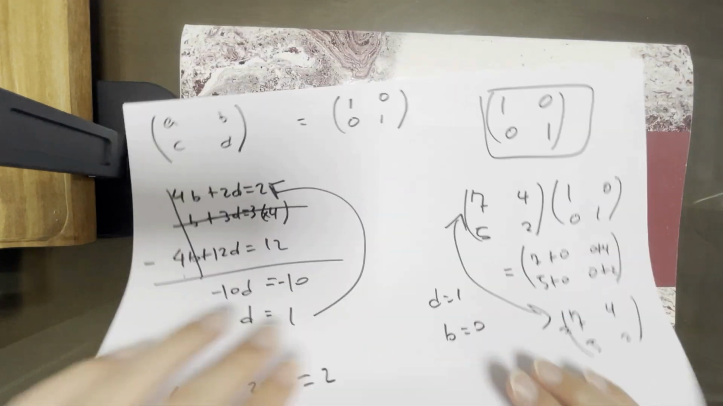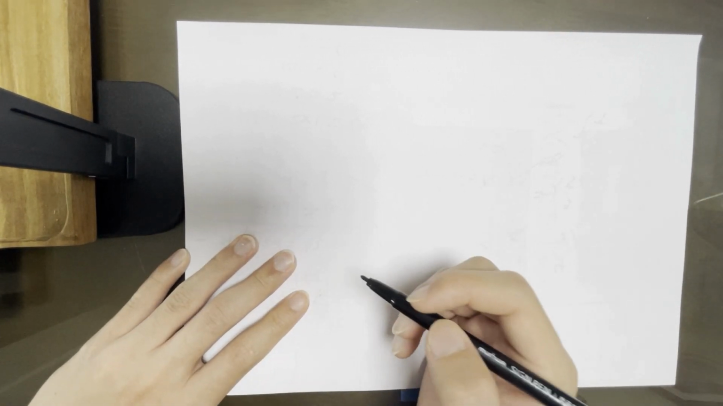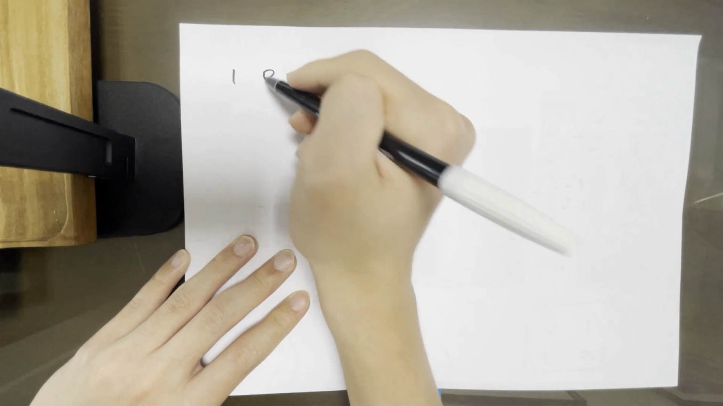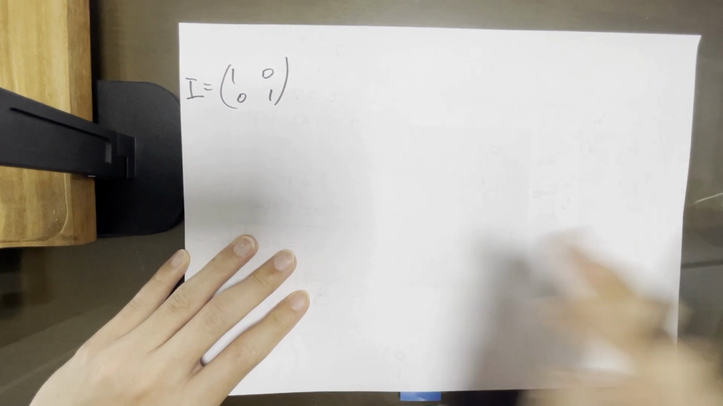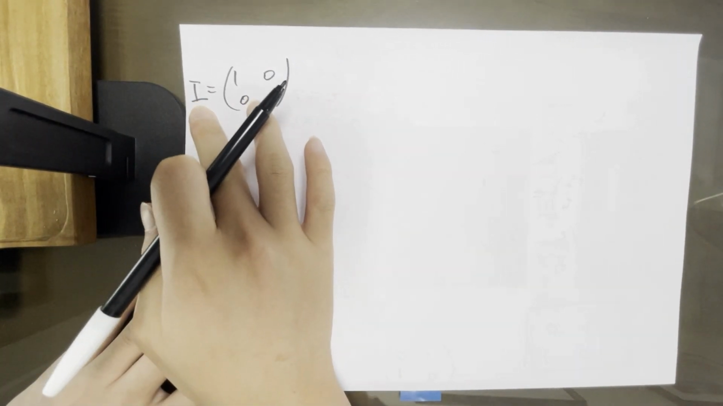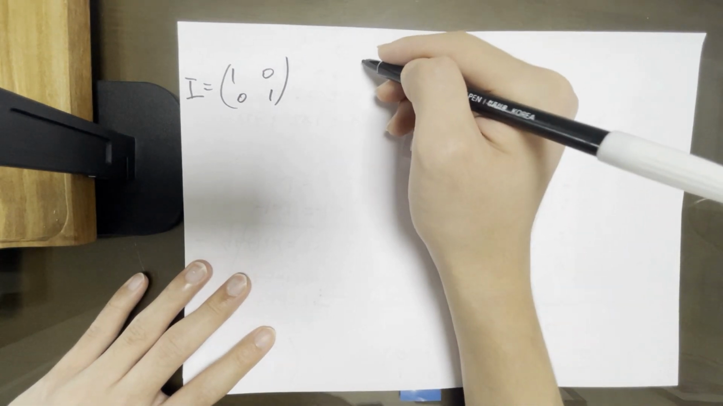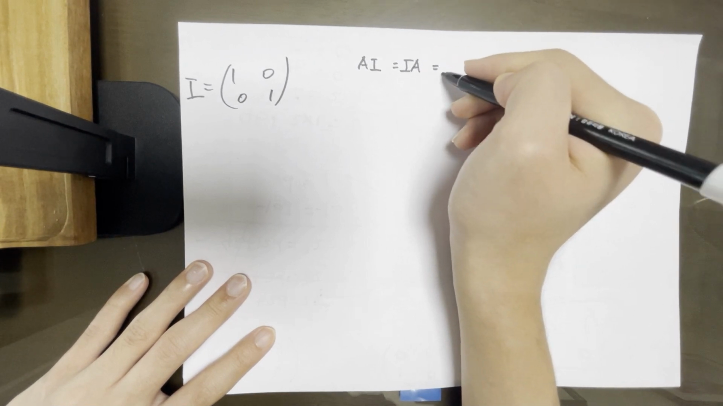All right, so now we know that the identity matrix is 1, 0, 0, 1. So in summary, the identity matrix is the number you need to output the same number, right? For multiplication, it's 1. For addition, it's 0. And for matrices, it's 1, 0, 0, 1. That is the identity matrix. Now, we write the identity matrix as capital I, which is equal to 1, 0, 0, 1. And we also need to understand that AI is equal to IA, which is equal to A.